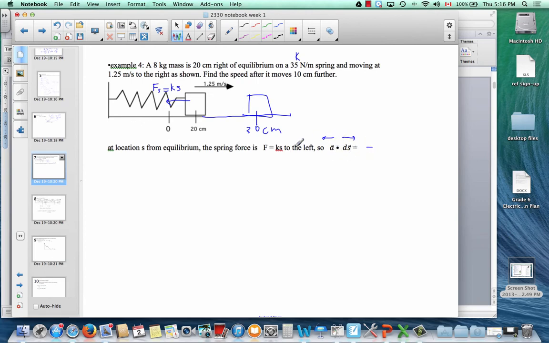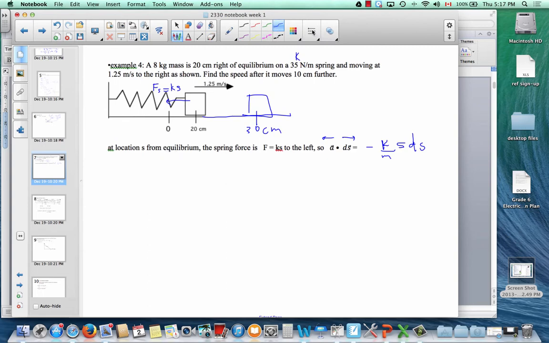Now, the acceleration will be the force over mass, so this is going to be K over mass times S ds. And the minus sign just reflects the fact that these two things are opposite to each other. Okay? So here's an expression for A dot ds. So I know that V dot dv equals A dot ds. Oh, that's horrible. Let's try that again. Clean that up.